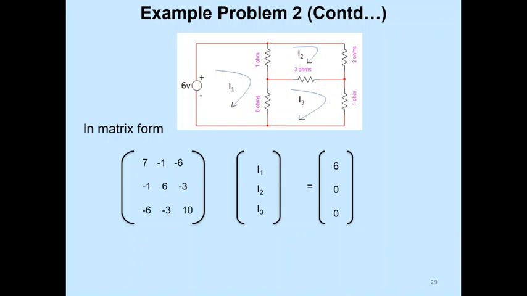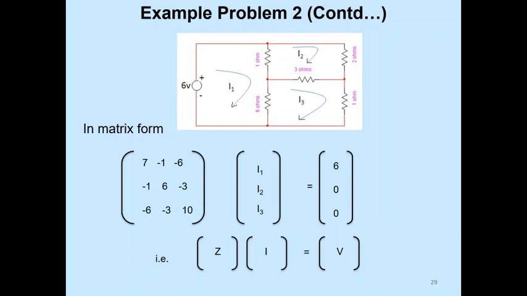See, this is the matrix form. 7 minus 1 minus 6 is the first row, in the second row minus 1 6 minus 3, and minus 6 minus 3 10 is the third row, times I1 I2 I3, equal to 6 0 0. For finding the currents, we have to replace columns. For I1, we replace the first column by the voltage matrix. For finding I2, the second column is replaced by the voltage matrix. And for finding I3, we replace the third column by the voltage matrix.